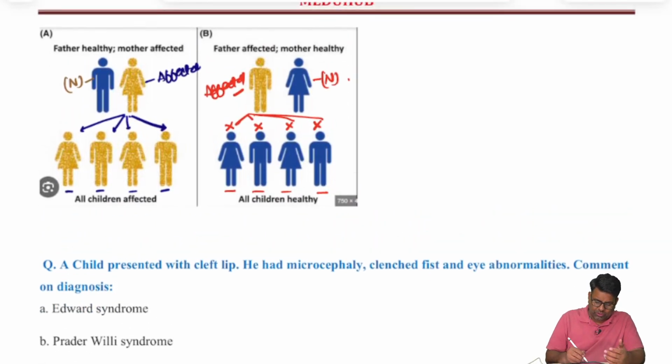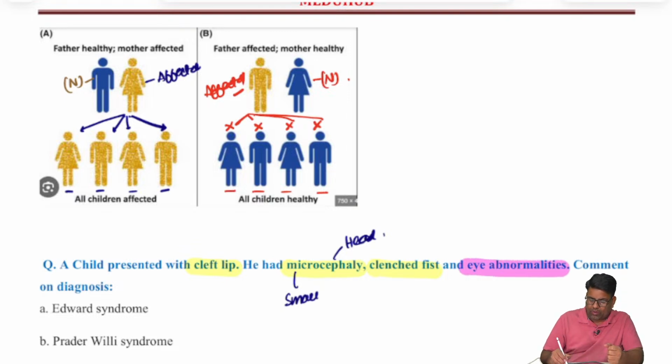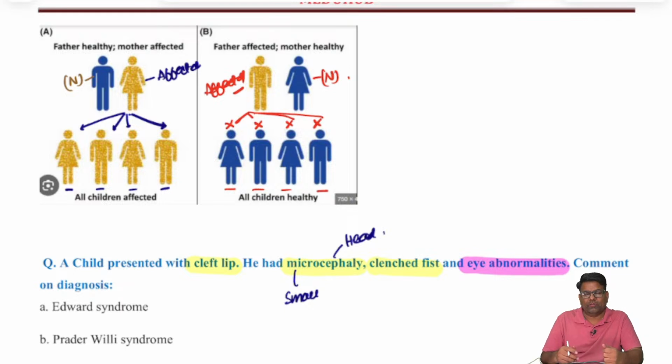Now there was another question here. A child presented with cleft lip. The head size was small. So micro means small, cephali means head. Then clenched fist, right? So clenched fist, this is an important clue here. And eye abnormality. So cleft lip, small head, clenched fist, and more important, eye abnormalities. This all goes in favor of the diagnosis of Patau syndrome.